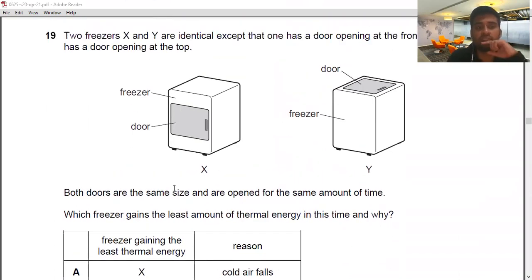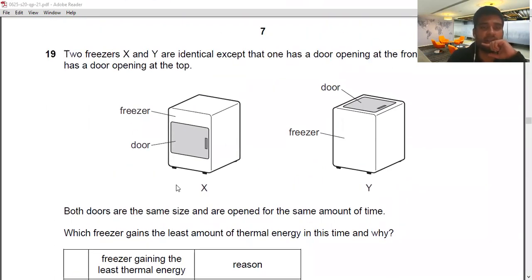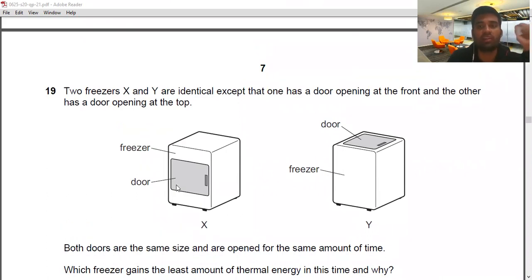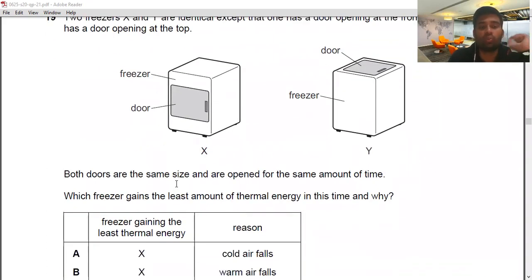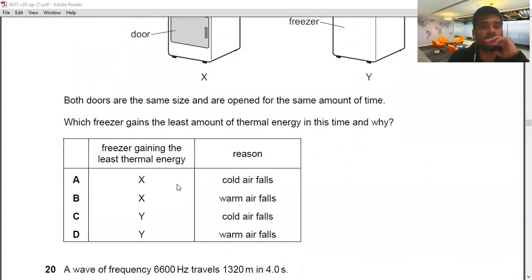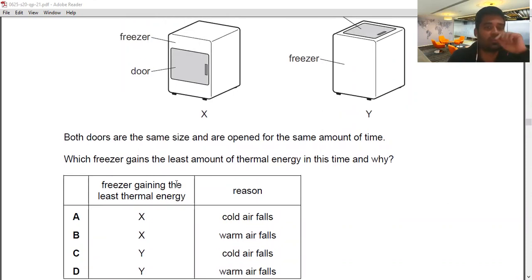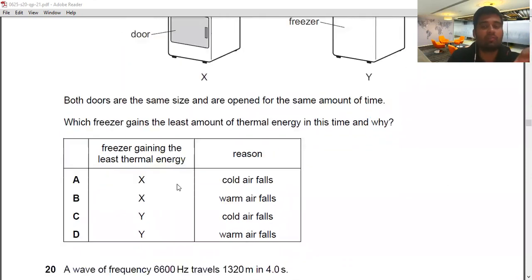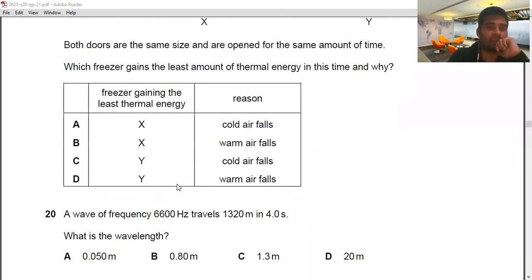So these are 2 freezers, X and Y, identical except that one has a door opening at the front and the other has a door opening at the top. Both doors are the same size and are open for the same amount of time. Which freezer gains the least amount of thermal energy and why? Now for this you have to understand the concept.